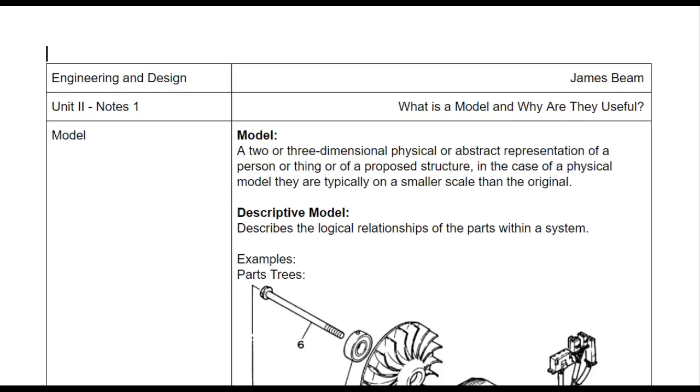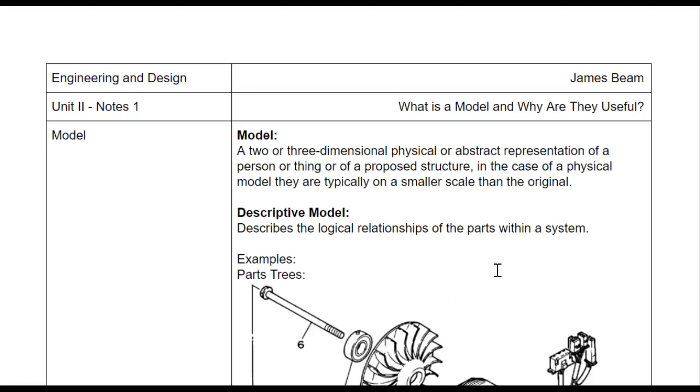Okay, so this is a set of notes on what models are and why they are useful. I'm going to do this straight from the notes because there are a lot of diagrams and pictures in here that may be hard to do if I do it off the black screen, so we're going to work with this.